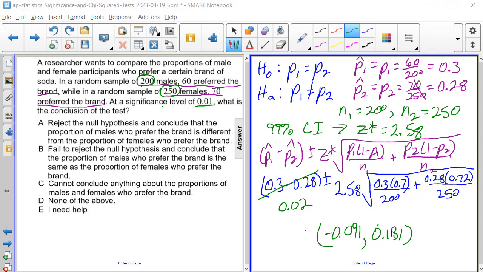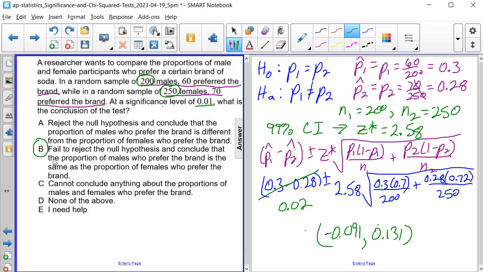And this interval does contain the value of 0. Therefore, we fail to reject the null hypothesis, and P1 and P2 can be equal to one another. So therefore, the answer to this problem is choice B. We fail to reject the null hypothesis and conclude that the proportion of males who prefer the brand is the same as the proportion of females who prefer the brand. Answer choice B.